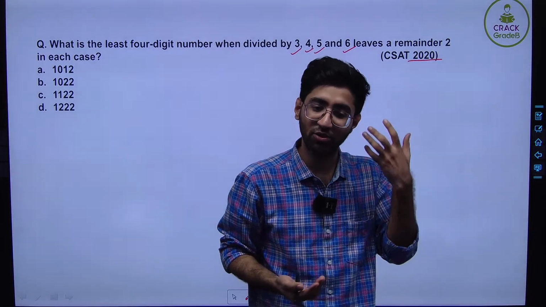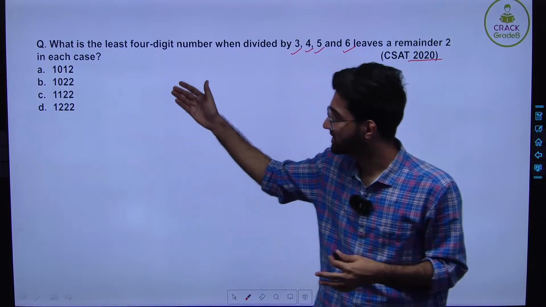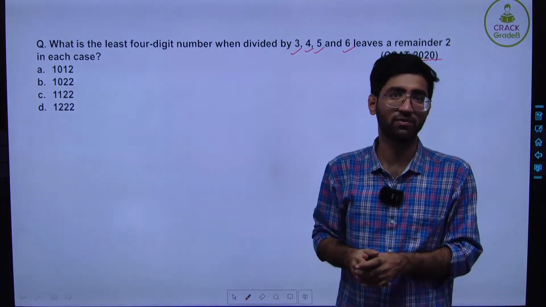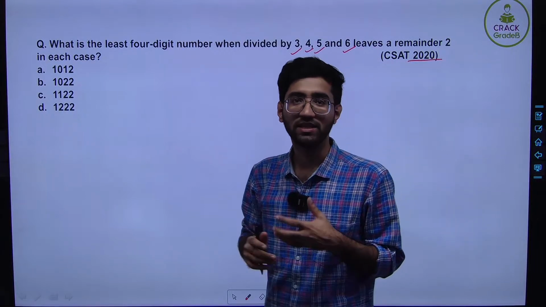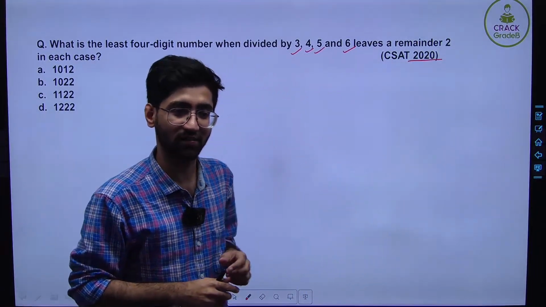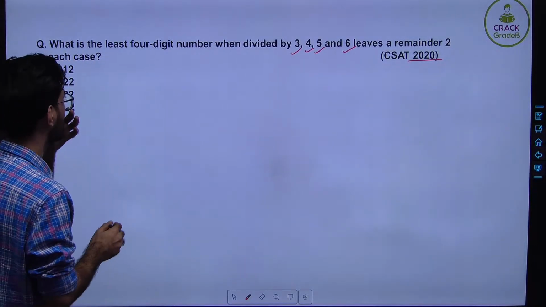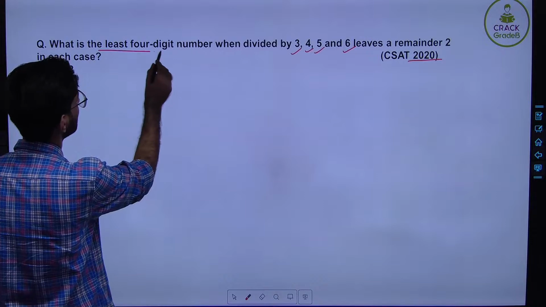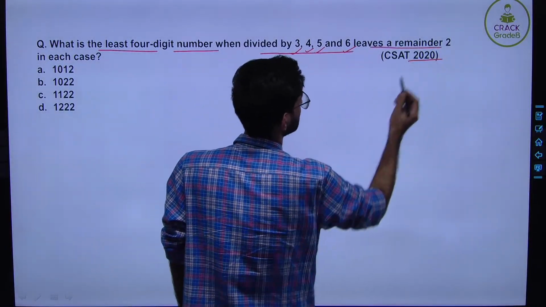So suppose you are not able to think how to solve this kind of questions, you should start using options in this kind of questions, right? But obviously we will also learn the approach, how can we solve this kind of questions. So what is the approach? See, what is the least 4-digit number when divided by 3, 4, 5 and 6 leaves a remainder 2?